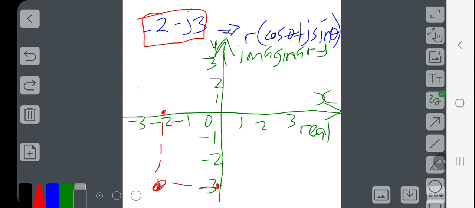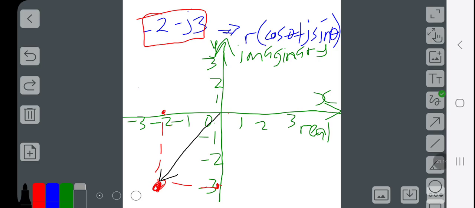At this point I'm going to draw my arrow here. It's this one here. Now this is what you call an Argand diagram. As you can see, our Argand diagram is in the third quadrant. That's very important, so you will already know how to find our theta, or argument.